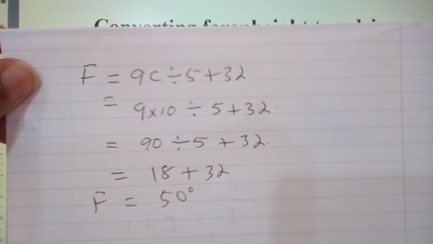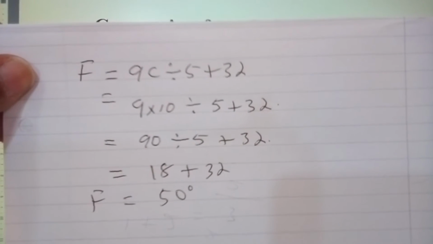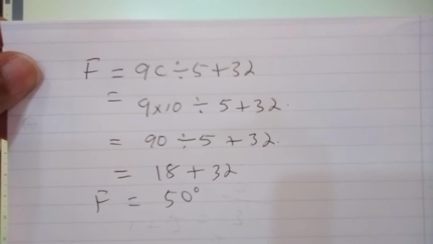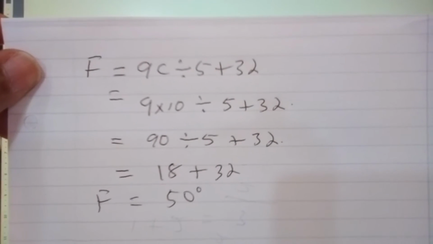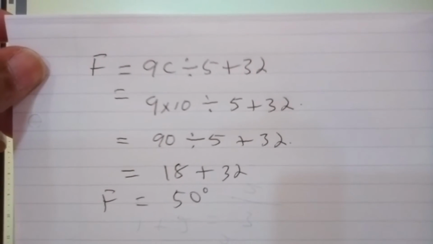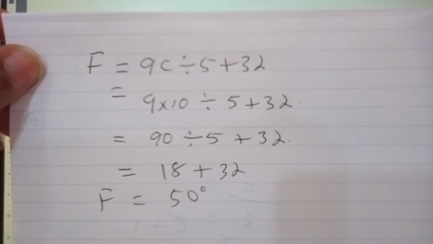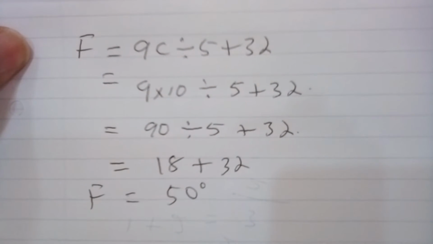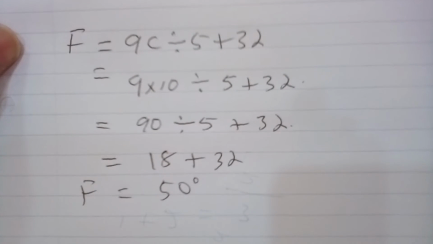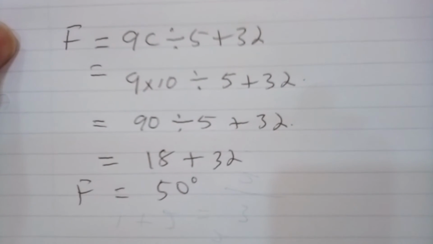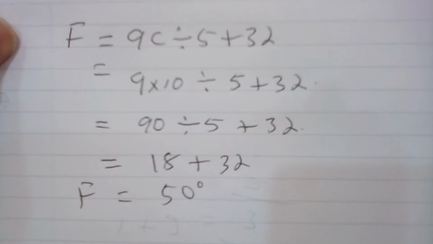So I want to find degrees Fahrenheit when I have been given 10 degrees Celsius. So F equals 9 times C divided by 5 plus 32. Therefore it equals 9 times 10 divided by 5 plus 32, equals 90 divided by 5 plus 32, equals 18 plus 32, equals 50 degrees Fahrenheit. And 50 degrees Fahrenheit is equal to 10 degrees Celsius.